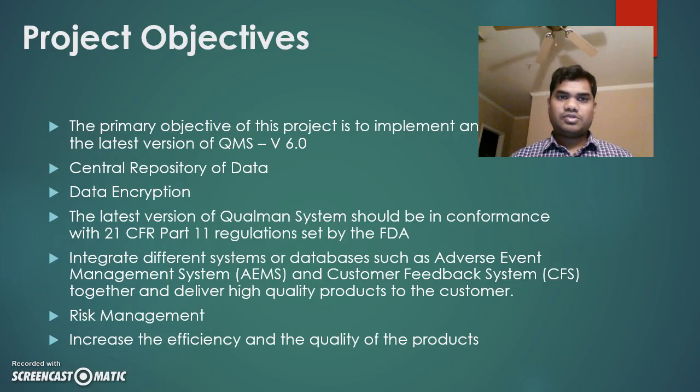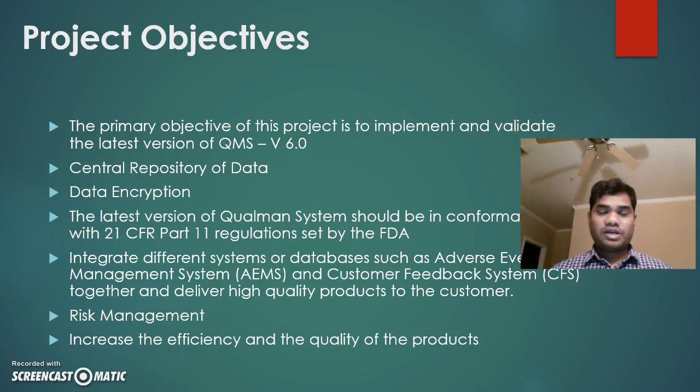Then let's go to the project objectives. The objective of this project is to implement and validate the latest version of the quality management system available in the market, that's version 6.0, and to see that this system is in accordance with the 21 CFR Part 11 regulations that have been set by the FDA. One more objective is to integrate different systems such as AEMS and customer feedback systems together so that high quality products can be delivered.